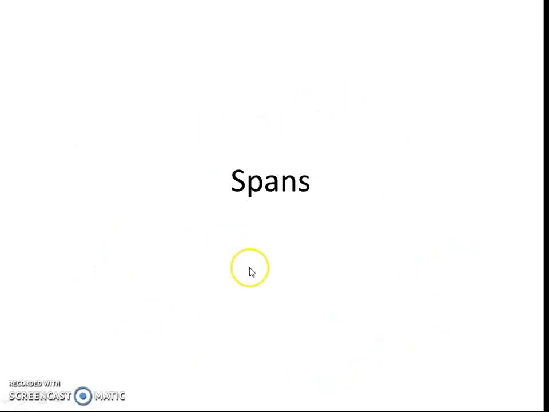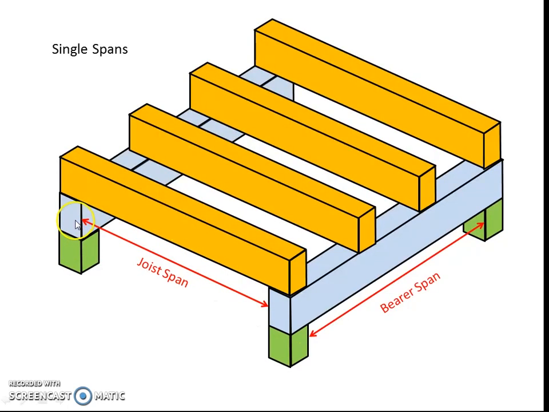So let's look at spans, and there's two types of spans we're going to look at. They're going to be single and continuous. So the first spans we're looking at are single spans, and that is just measured from the inside of the support underneath to the inside of the support underneath. So the span of this joist would be from inside of bearer to inside of the bearer. It is the unsupported span that we are measuring.